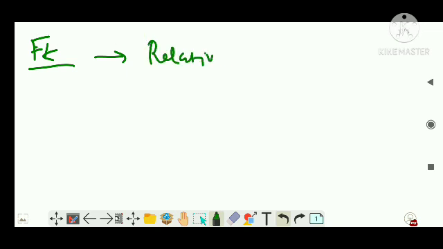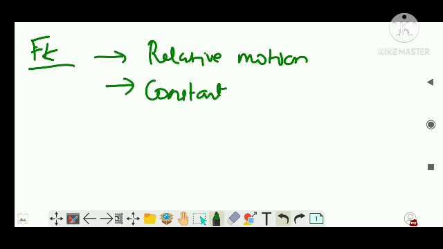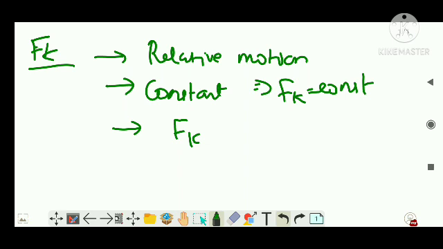When there is a motion of an object over another surface, that's why we call it relative motion, and it is a constant one. Keep that in mind. It's a constant one because Fk is constant, right? So if Fk is constant, you have to learn this by heart: kinetic friction is directly proportional to normal reaction.